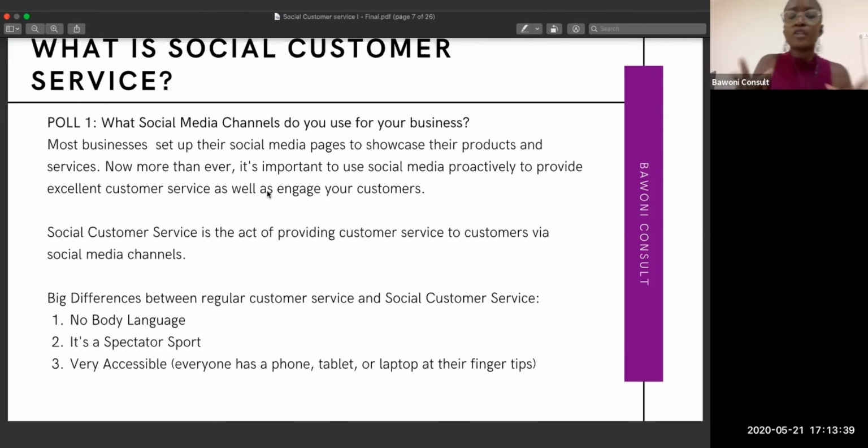So most businesses set up their social media pages to showcase their products and services. Now more than ever, it's important to use social media proactively to provide excellent customer service, as well as engage with your customers. I'm sure when you were starting your businesses, you were like, okay, which social media platform am I going to use? I'm going to go on Instagram because everyone has to see my products. I'm going to go on Twitter so that I can talk about my services, or showcase my products, and I'm going to go on Facebook. Usually those are the top 3 that people use, and then they use WhatsApp to communicate with their customers and send broadcasts. Social customer service is actually the act of providing customer service to customers via social media channels.